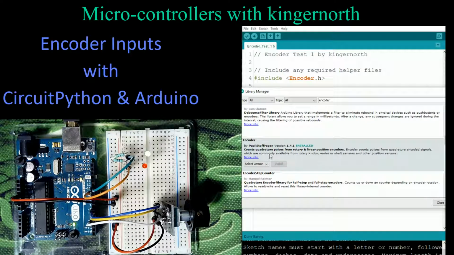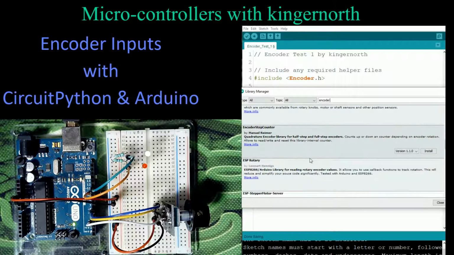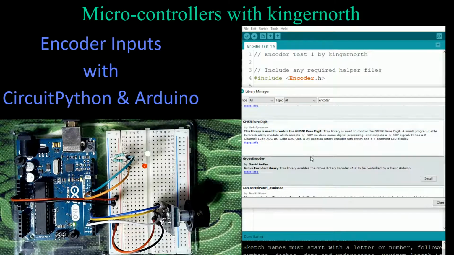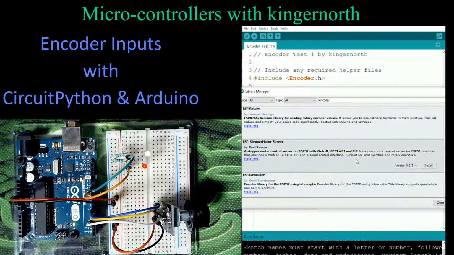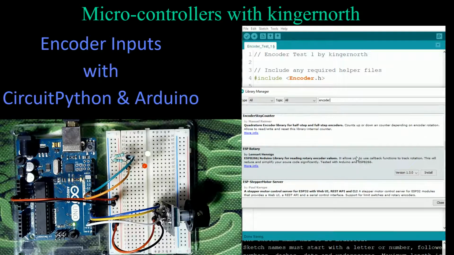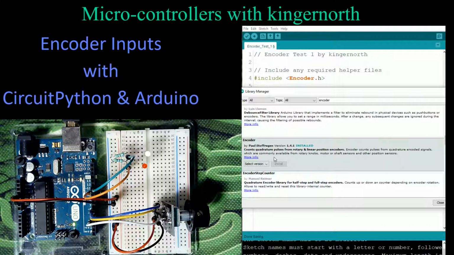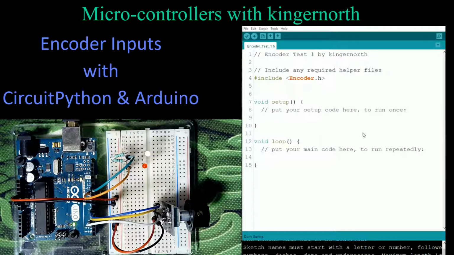And this just counts quadrature pulses from rotary and linear position encoders. And this is about as simple as it gets. There are all kinds of them, as you can see down here. There's lots of people who have written helper files for the encoder. You can load in two or three of these and give them a try and see which ones you like. But this is a very basic one, and that's why I want to use it for today's examples. So I've already installed this, so I'm not going to hit install, and I'm just going to close that window. But that's where you find it. You just look through there, and a lot of times you can find the helper files you're looking for.